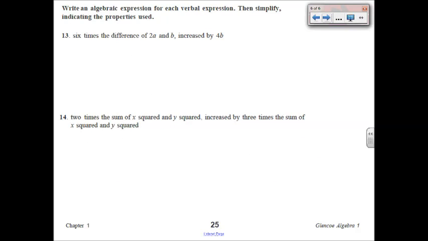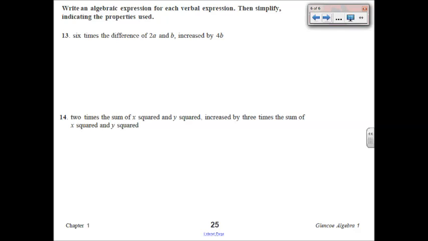All right. The last two are word problems. And it kind of practices what we've been doing in terms of section 1-1, which was writing and evaluating expressions, and then we did writing expressions, and then evaluating expressions, and then using properties of numbers, and now the distributive property. So we write the algebraic expression and simplify and indicate the properties that were used.